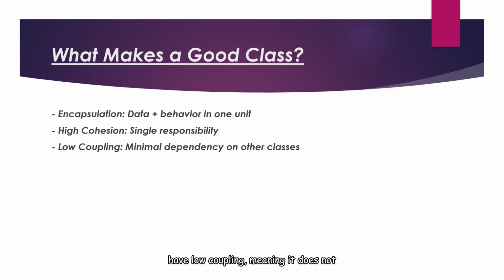It should also have low coupling, meaning it does not depend heavily on the internal workings of other classes. The less your class knows about others, the easier it is to change, reuse, and test in isolation. Think of each class as a self-reliant, single-purpose machine. It does its job and communicates cleanly with others through well-defined interfaces.